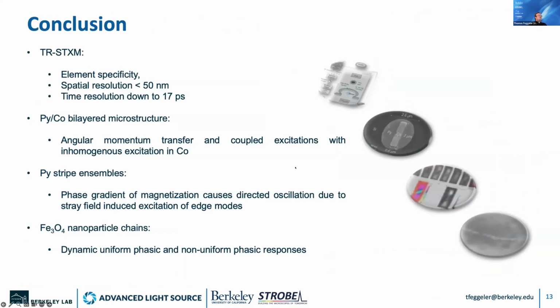And with that, I come to the conclusion. Time resolved Dichroism itself offers element-specific analysis of magnetic materials, also with dynamics down to 17 picoseconds at the moment, with resolution below 50 nanometers. We showed the dynamic excitations in permalloy and cobalt microstructures, permalloy strap ensembles, and iron oxide nanoparticle chains.